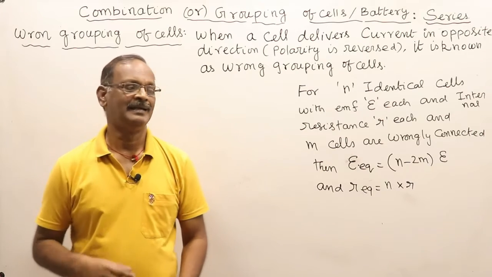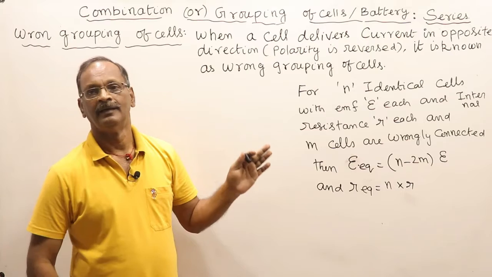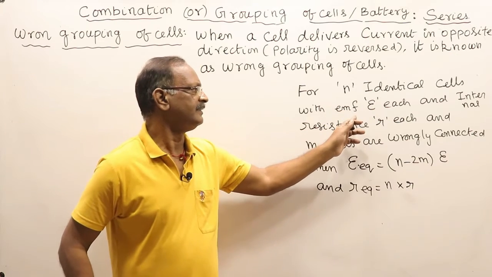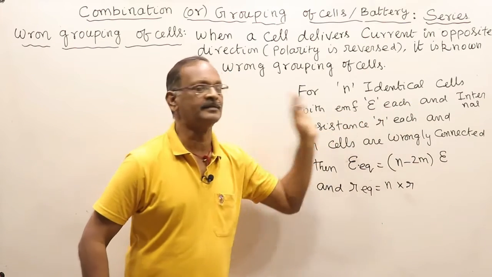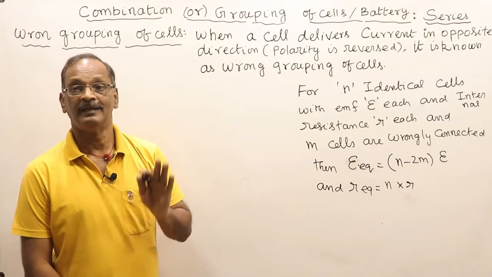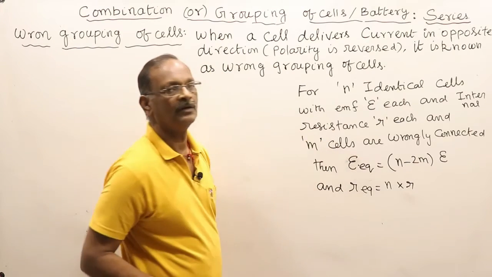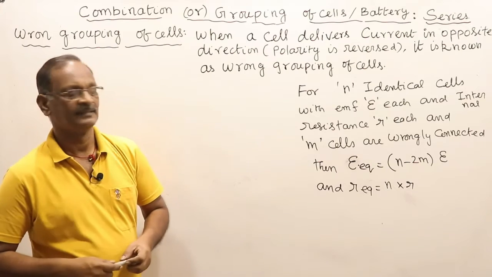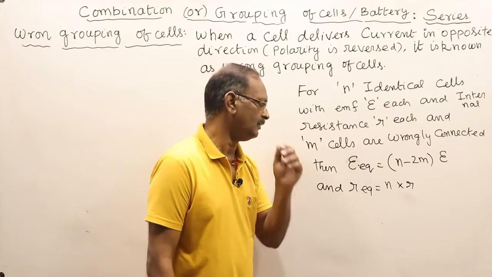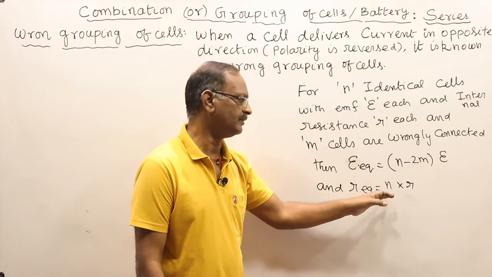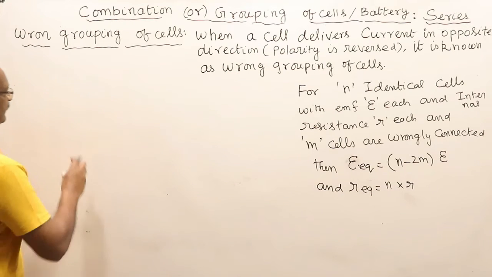Suppose we have n identical cells, each having an EMF of epsilon and internal resistance of R. If m cells are connected wrongly, then the equivalent EMF is equal to (n minus 2m) times epsilon, and R equivalent is, of course, n times R. Now let us find out for this one.